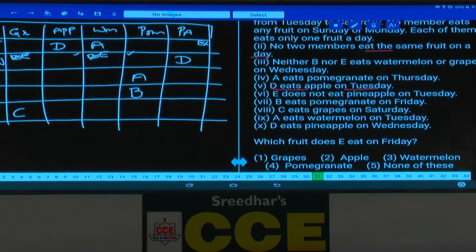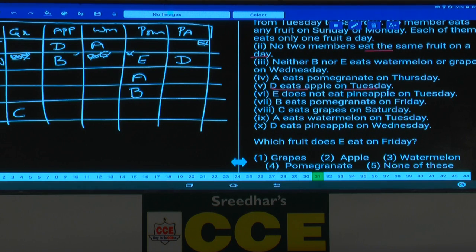Out of this one, can B eat pomegranate on Wednesday? No, why? Because B already eats pomegranate on Friday. As B eats on Friday, B cannot be repeated in this one. Hence, as B cannot be here as well, then what is the only possibility left over? B must be here. Follow here, no? As B is here, then coming to E. E cannot eat grapes, E cannot eat watermelon, and E cannot eat apple and cannot be pineapple. Hence E must eat pomegranate on Wednesday.